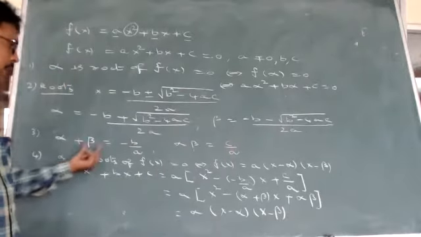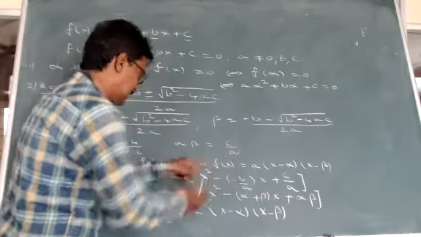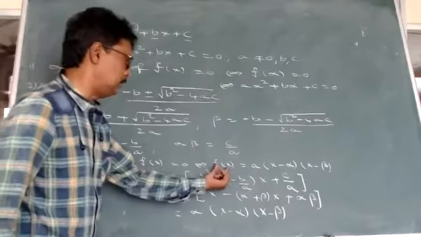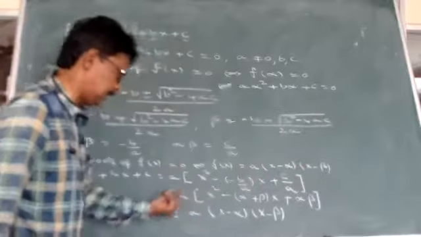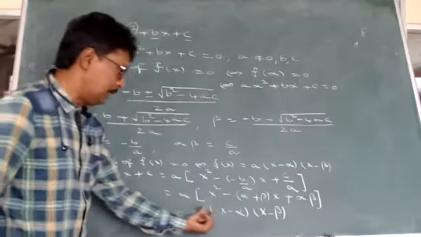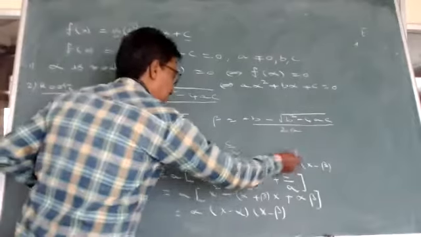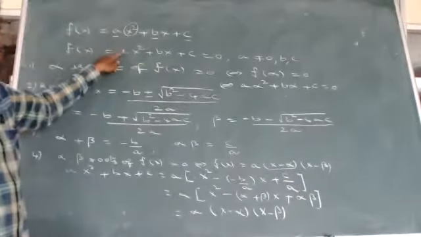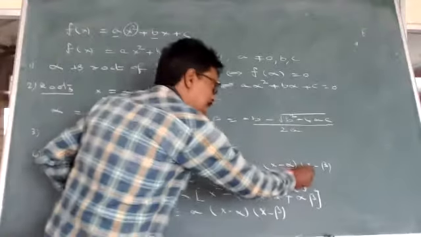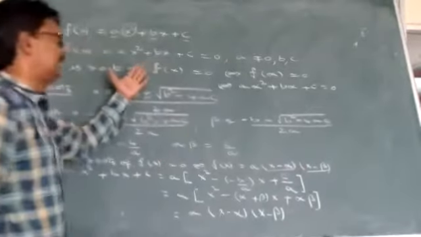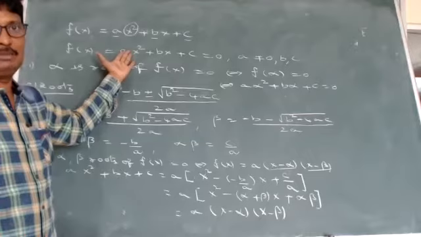Now, if alpha and beta are the roots of f(x) equal to 0, you can write f(x), that is ax square plus bx plus c, is equal to a into (x minus alpha) into (x minus beta). Here is the proof. Whenever alpha is the root, x minus alpha is a factor. Whenever beta is the root, x minus beta is a factor of f(x), that is ax square plus bx plus c.